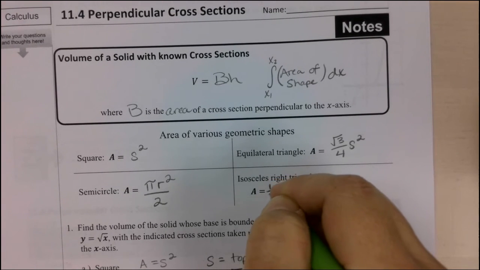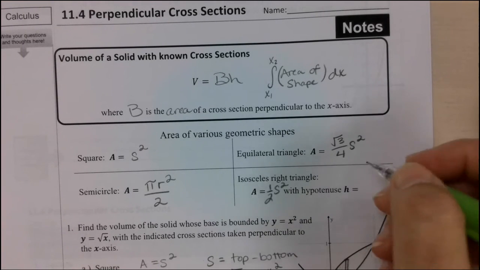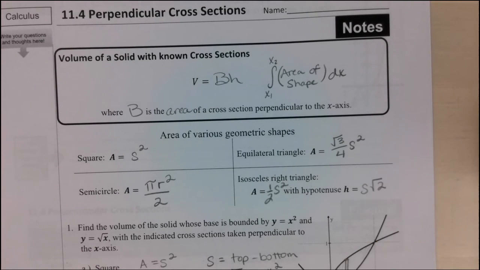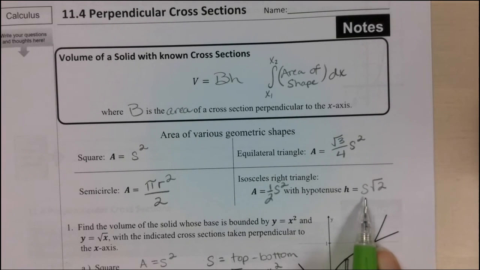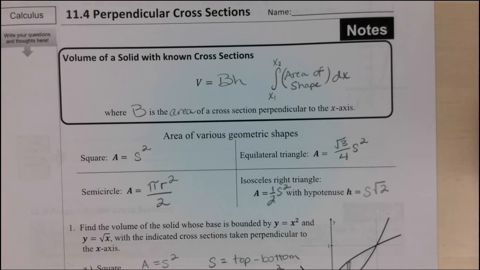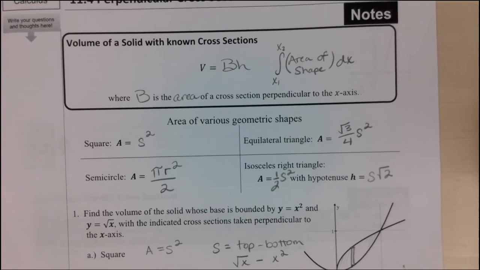An isosceles right triangle, that formula is just going to be 1/2 side squared because it is just half of a square. And your hypotenuse, which sometimes you may need that length, would be s times the square root of 2. Again, going back to special right triangles. All right, so let's look at an example with each of these.